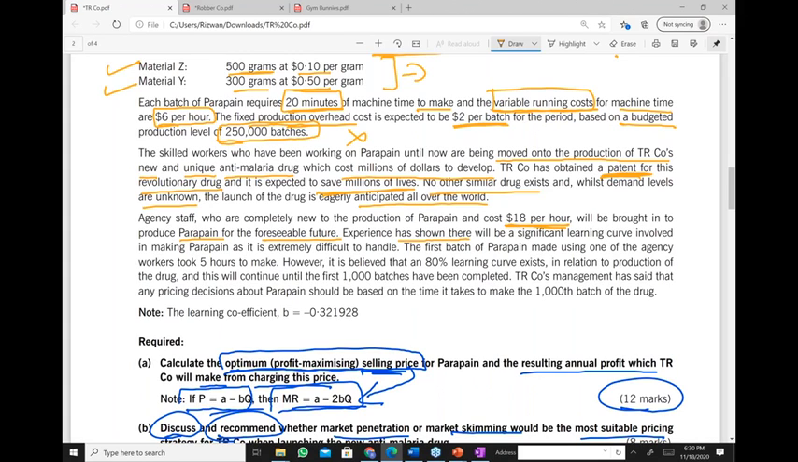Experience has shown there will be a significant learning curve. Wow, how easily the examiner shifted towards the learning curve. This is the best part about the learning curve, that it can come anywhere, in every topic, in any topic where labor is involved.